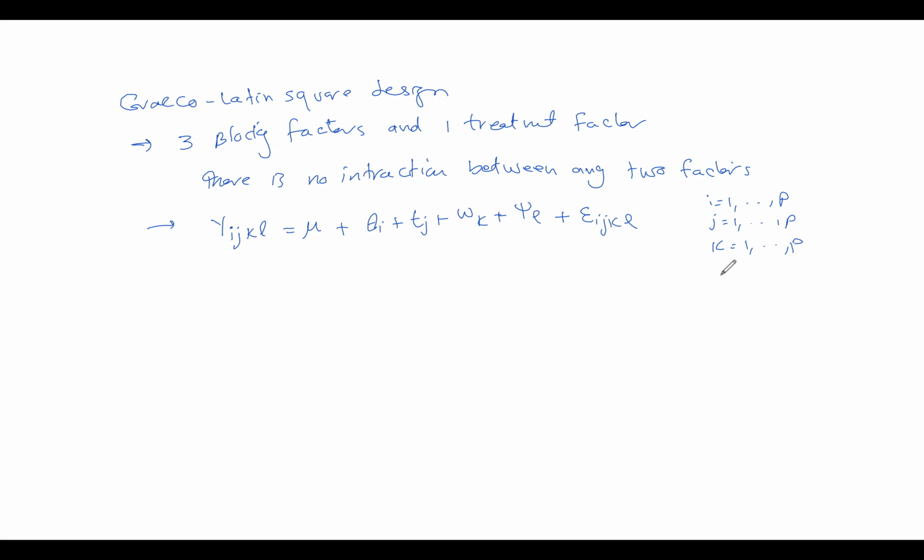I equals 1 up to P, J equals 1 up to P, K equals 1 up to P, L equals 1 up to P. So we assume all the factors have the same number of levels, and there is no interaction between any two factors. Let me give you an example. If you have three blocking factors and one treatment factor, each with three levels, the layout will be like this one. The first factor's levels are the rows. The second factor's levels are the columns.